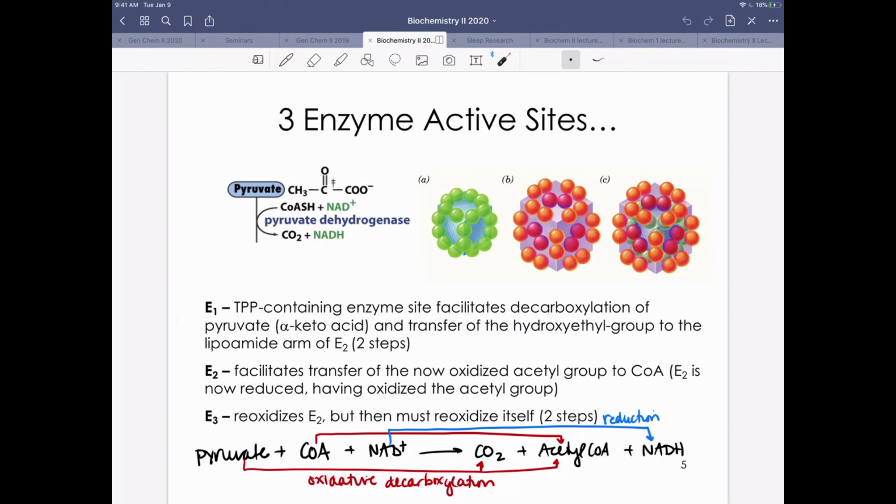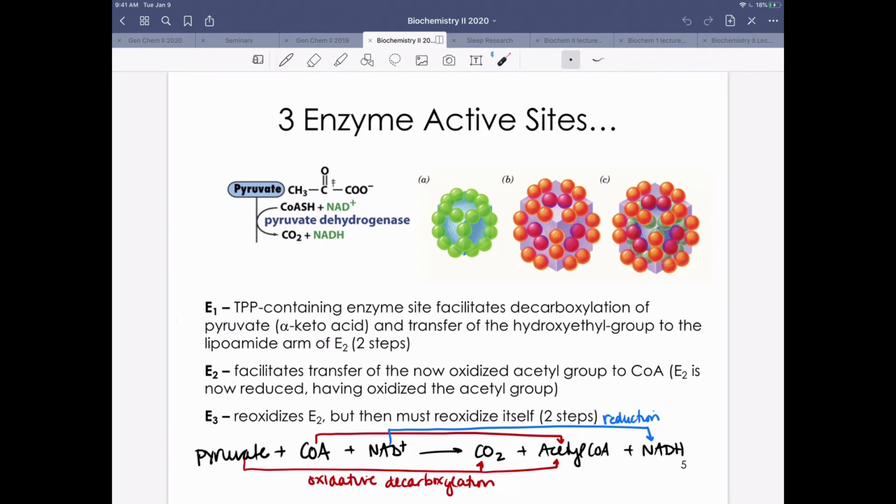So just to highlight, we've got these 3 different enzyme sites. And so we've got E1, which is the vitamin B1 containing enzyme active site. So this is going to be where we're seeing decarboxylation of pyruvate, pyruvate being an alpha keto acid. We're going to see more clearly on the next slide, but what happens is we decarboxylate pyruvate, then we transfer those 2 carbons in this hydroxyethyl group to E2. Again, 2 steps to that process.